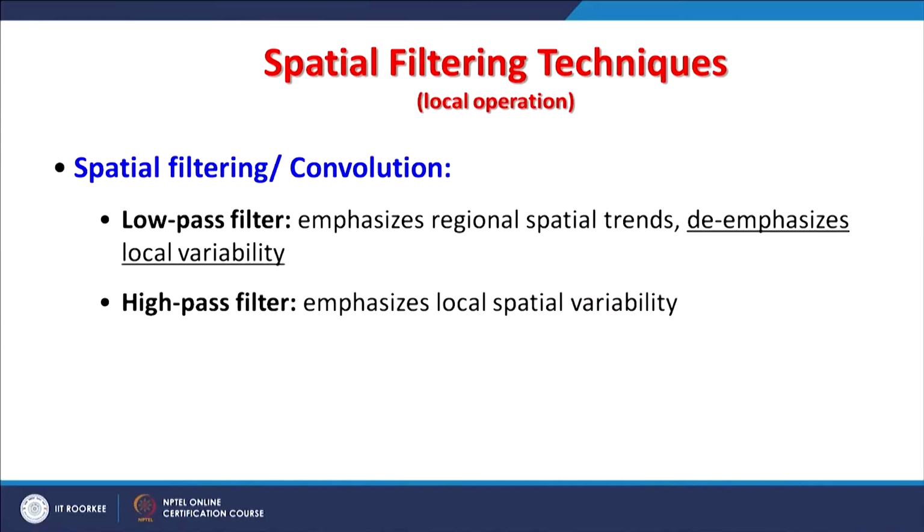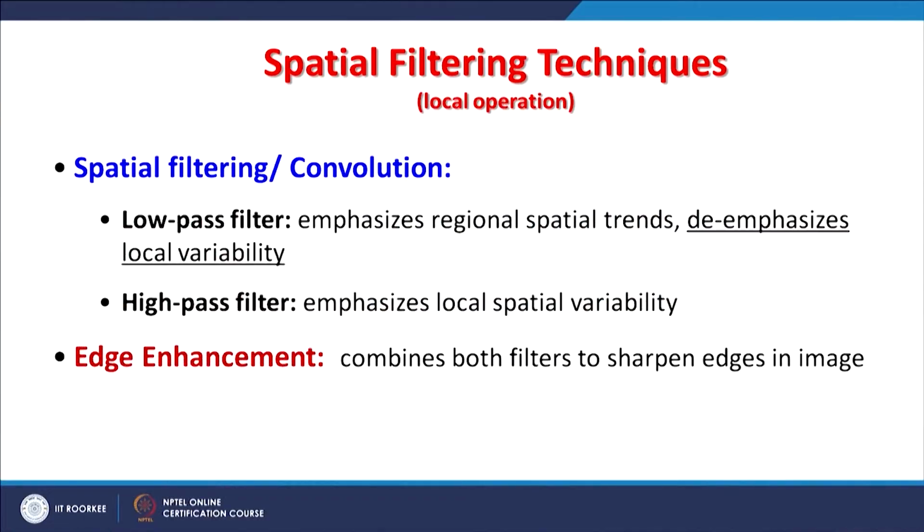Two main types: one is the low pass filter, which emphasizes the regional spatial trends, makes your image smoother, and de-emphasizes local variability. So, whenever you want to see the regional things rather than local things, a low pass filter is employed. And when we want local things to be emphasized, then we go for a high pass filter.